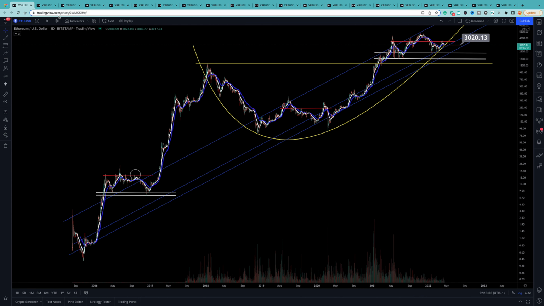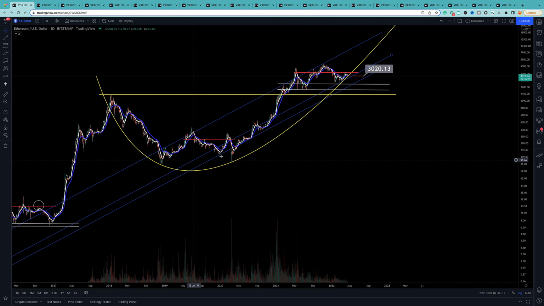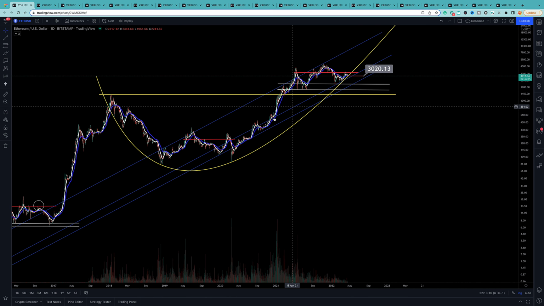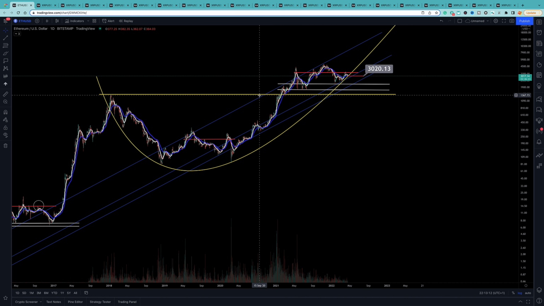I'm going to do the bull flag chart in a moment. So you can see ETH is doing a big cup and handle. Yeah, no, it's not as clear. XRP is definitely doing a big cup and handle. Yeah, this needs to come down.